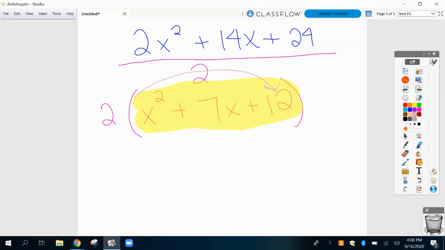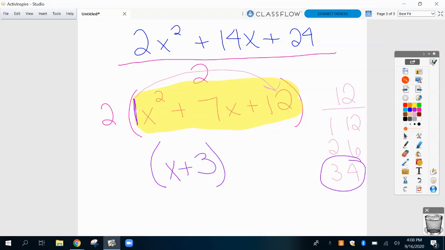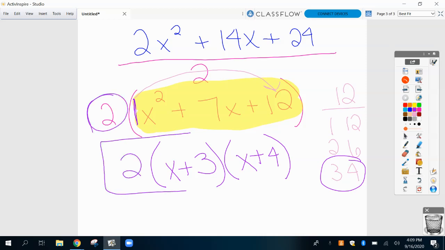So I'm going to take 1 times 12, and I'm going to start making my list. 1 and 12, 2 and 6, 3 and 4. I want to check and see if any of those add up to 7, which 3 plus 4 adds up to 7. Because this had a 1, I can use the shortcut. So this factors into x plus 3 times x plus 4. Can't forget that the 2 is still part of the problem, so that 2 stays out in front. I don't have any other GCF when I check, so my answer is done.